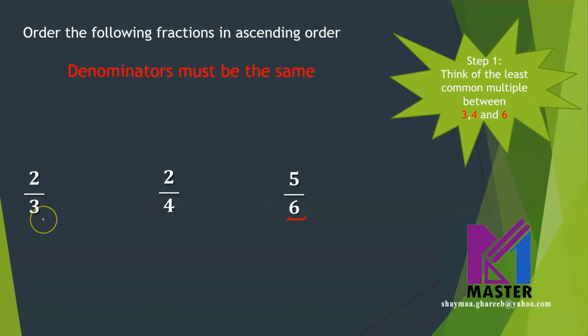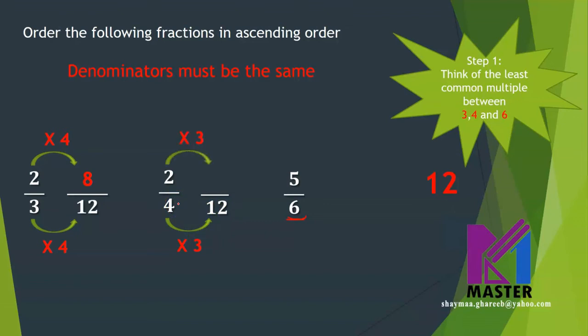Is 12 a multiple of 3? Yes. Is 12 a multiple of 4? Yes. Is 12 a multiple of 6? Of course. So my common multiple between 3, 4, 6 will be number 12. Now I will change all fractions to be over 12. 3 to be over 12, multiply by 4, down and up. 2 times 4 equals 8. Now 2 over 4 to be over 12, 4 times 3 equals 12. And I will do the same with the 2. I will multiply it by 3. 2 times 3 equals 6. The 6 to be 12, I will multiply it by 2.